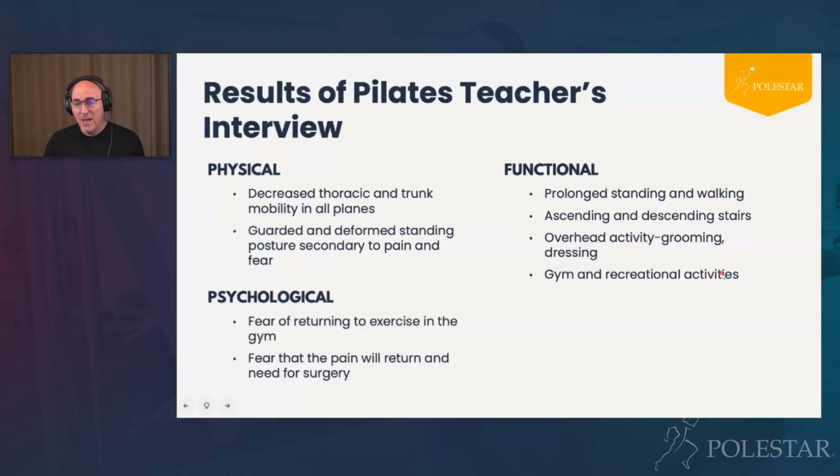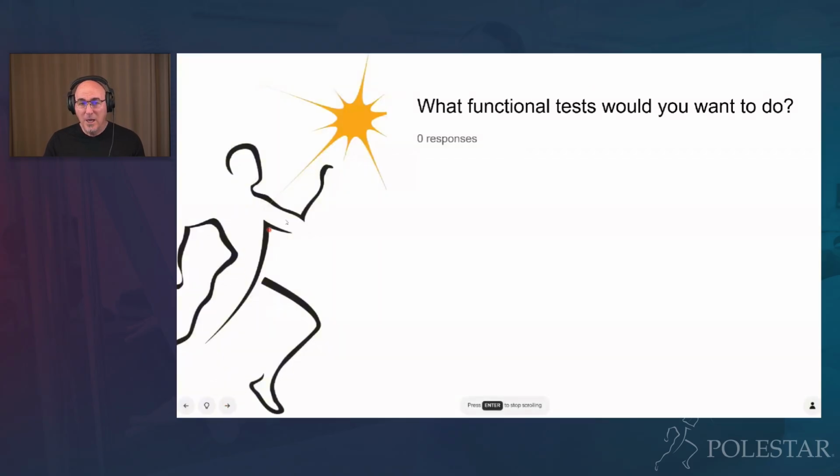And she has not dared return to the gym or her recreational activities. So with that being said, let's ask you, what functional tests would you want to do? This is sort of like our Polestar assessment tools or screening tools, or if you're a physical therapist, what kind of functional tests would you do with Jenna at this stage of the game?